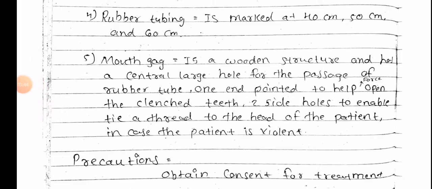Rubber tubing is marked at 40 cm, 50 cm and 60 cm. Mouth gag is a wooden structure and has a central large hole for the passage of rubber tube. One end is pointed to help open the clenched teeth. Two side holes to enable tying a thread to the head of the patient in case the patient is violent.